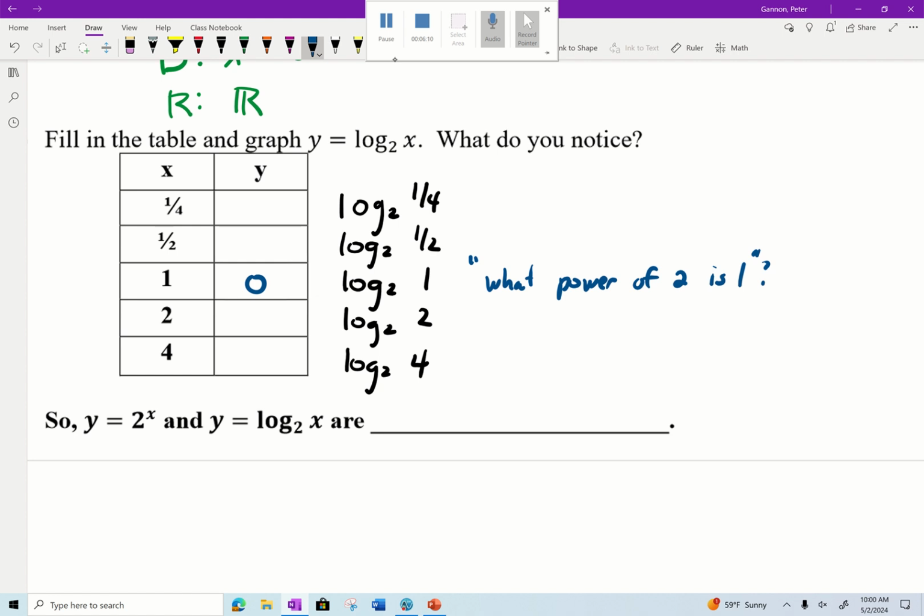And then when I look at log base 2 of 2, I'm thinking, what power of 2 is 2? Well, that's the first power. What power of 2 is 4? That's the second power. Well, what power of 2 is 1/2? This time I'm taking 1 and dividing by 2, so I know my exponent needs to be negative. It's going to be -1. And what power of 2 is 1/4? Well, now we need to be dividing by 2 squared, so my power is -2.